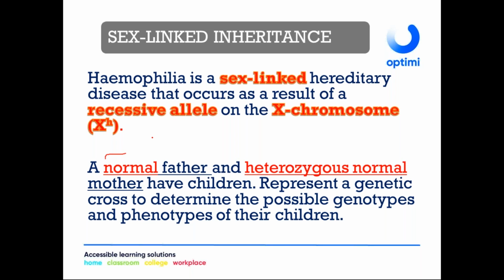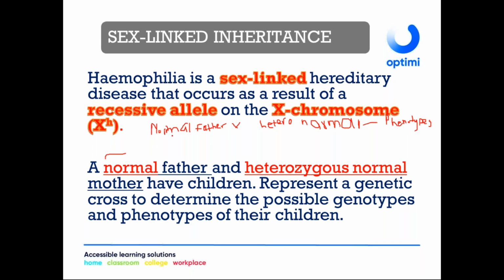So we have a normal father, a father without hemophilia, breeding with a normal mother, but it's not a normal mother, a heterozygous normal mother. Now let's try and determine the genotypes. This is the phenotypes of the parents. Now let's try and determine the possible genotypes.